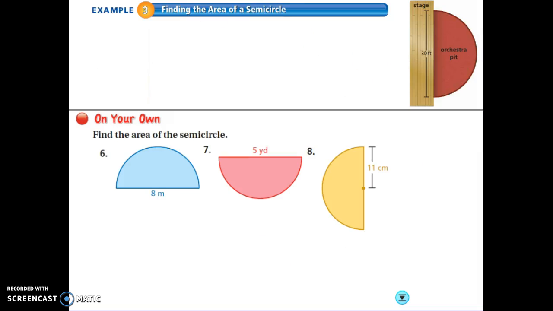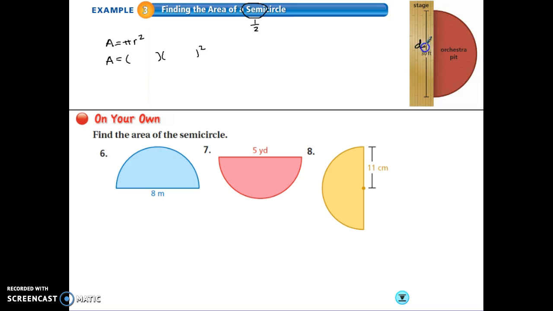Last, number 3. We're going to talk about the area of a semicircle. Remember that semi just means 1/2 of the circle. So all we're going to do is pretend that this circle was complete, find the area of the whole circle, and then divide it by 2. So area is equal to pi r squared. Area is equal to pi times the radius squared.